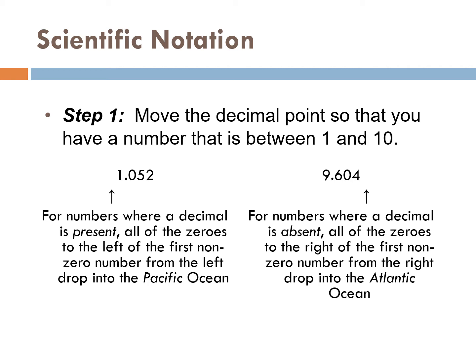So the first number is going to be 1.052, the second number is going to be 9.604. Now we move that decimal point so it's between the first significant figure and the second significant figure. Now how do we determine significant figures? We do that with the model of the Atlantic Pacific. Any digit that's not significant is not included in the scientific notation.